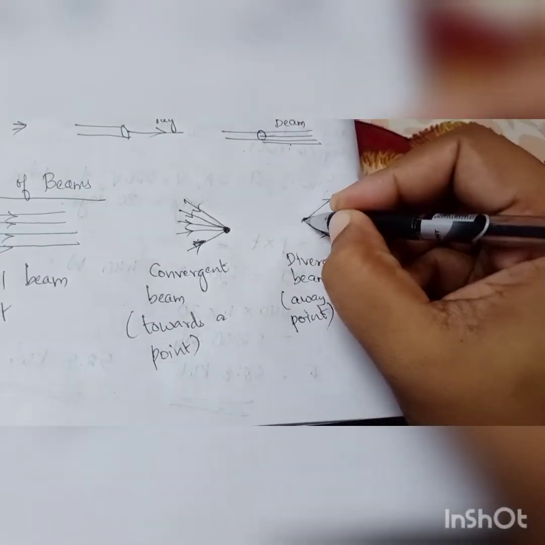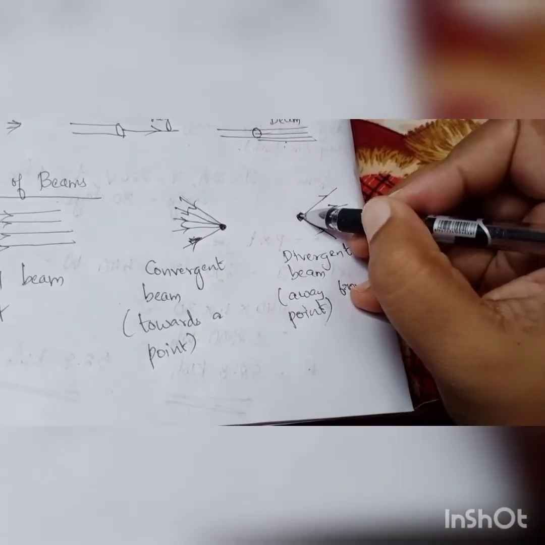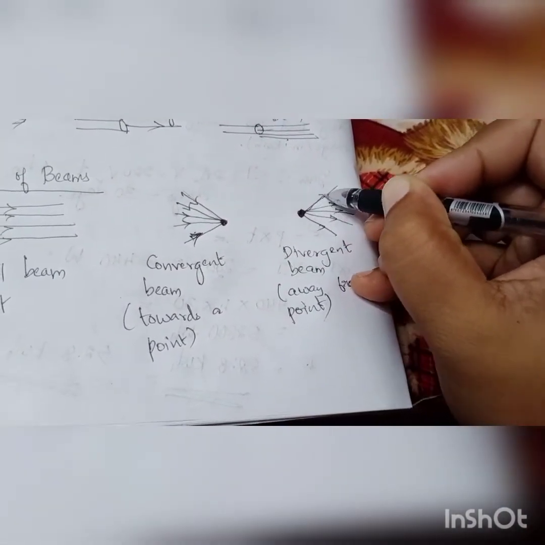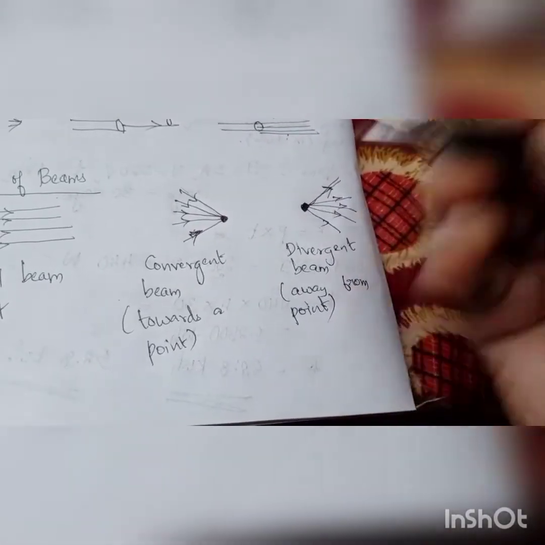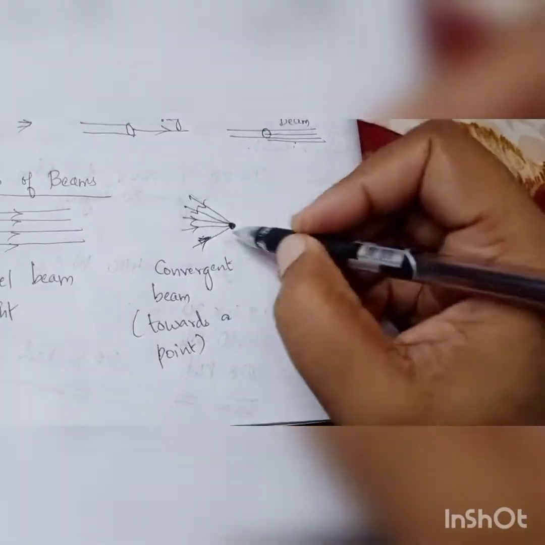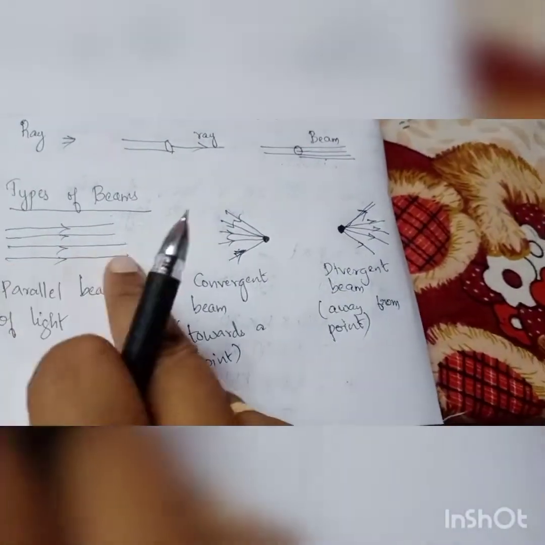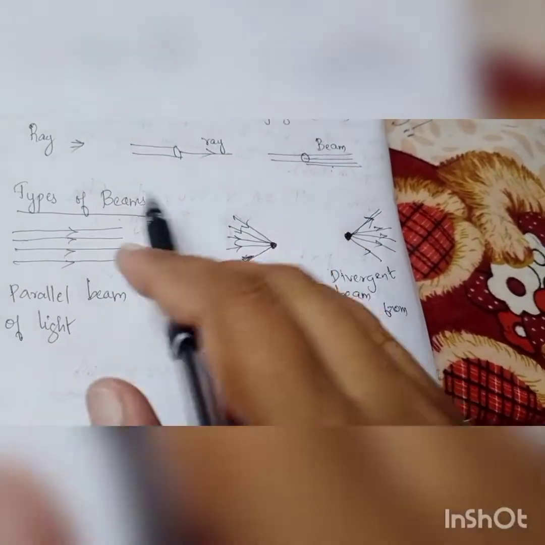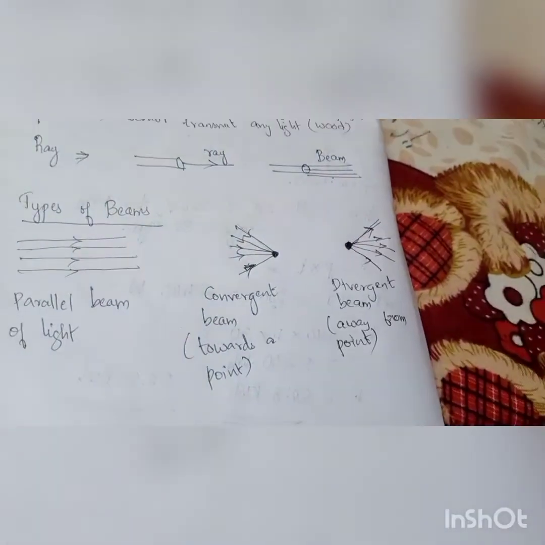Similarly, we have another beam called divergent. Divergent means if I am considering this point, all the rays are moving away from this point, then it is called a divergent beam. If it is moving towards the point, it is a convergent beam. And if the rays are parallel to each other, we call it a parallel beam. So these are the three different types of beams.